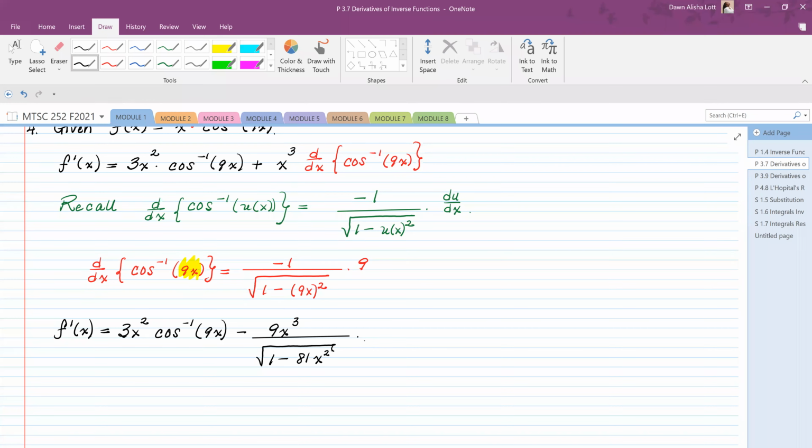Okay, so I found the derivative of cosine inverse of 9x separately, and then I multiplied it by the x cubed, and so that's my answer. Okay. Any questions?